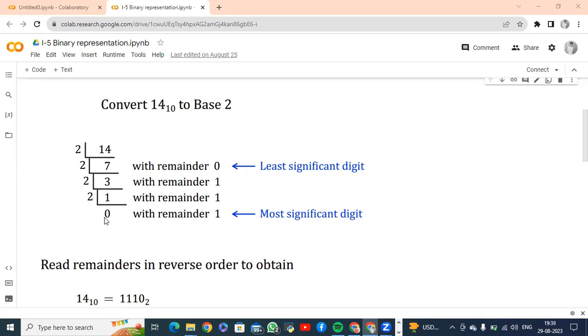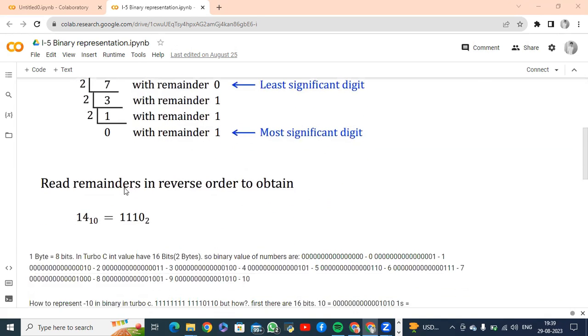Now, take the remainders from this order. What is the order? 1, 1, 1, 0. In this order, we get 1, 1, 1, 0. We may also take 0, 1, 1, 1, 0, but 0 in front of the binary value is not considerable. So take 1, 1, 1, 0. So this is the equivalent binary for the decimal value 14.